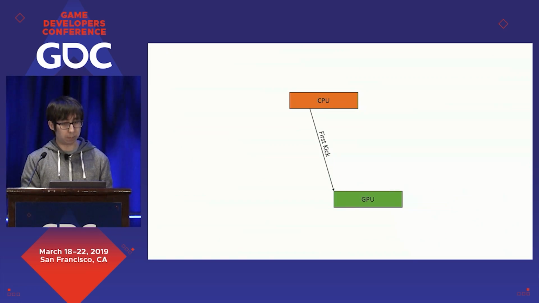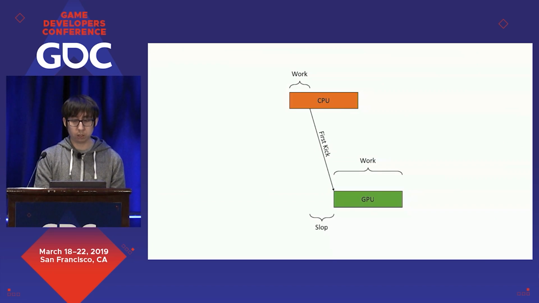So now with the overlapping case, the GPU is allowed to start working immediately after the CPU makes its first kick. That means we have to define slop as the range between the CPU's first kick and the GPU starting the frame. And work would be everything else, the duration between the beginning of the CPU frame and its first kick, plus the entirety of the GPU frame time. Notice that by just allowing overlap, we've significantly reduced our definition of work.